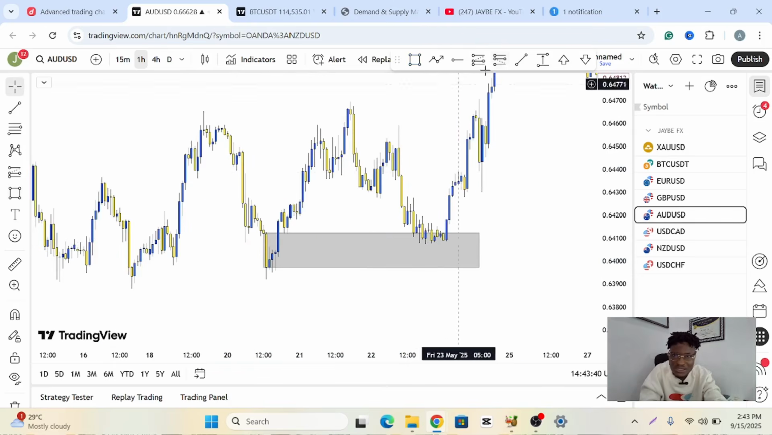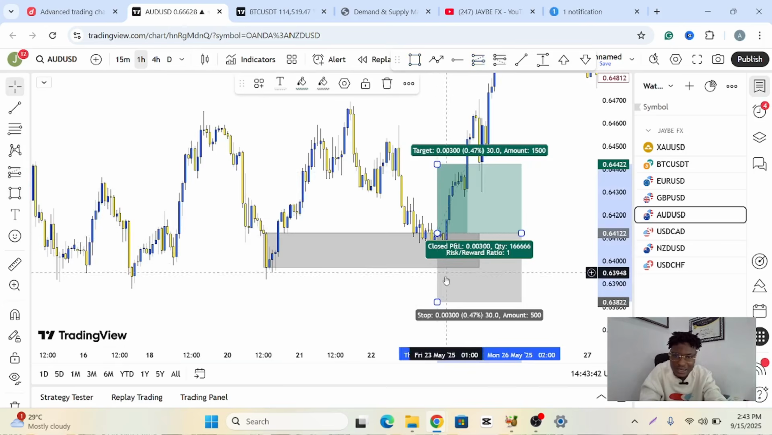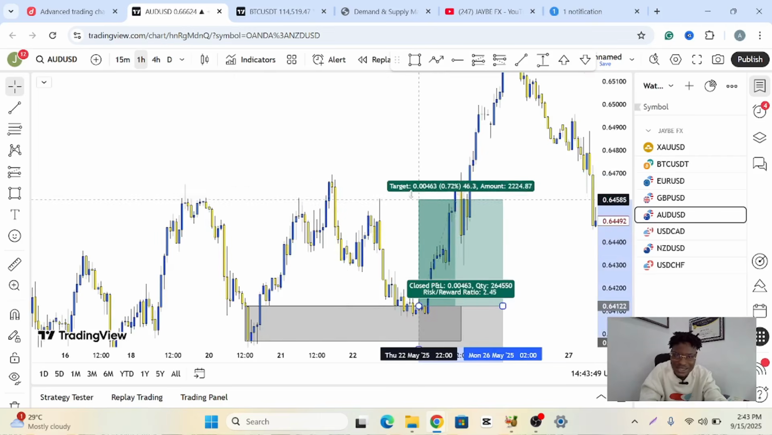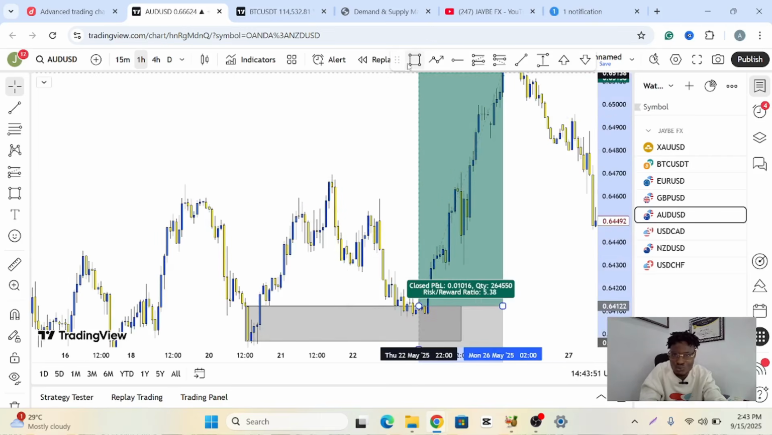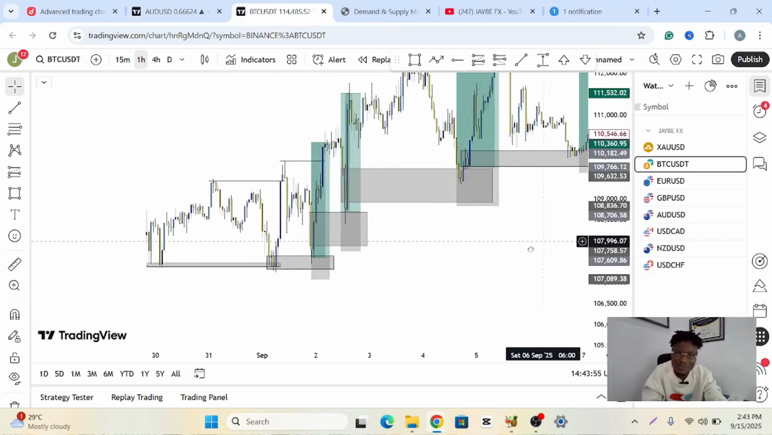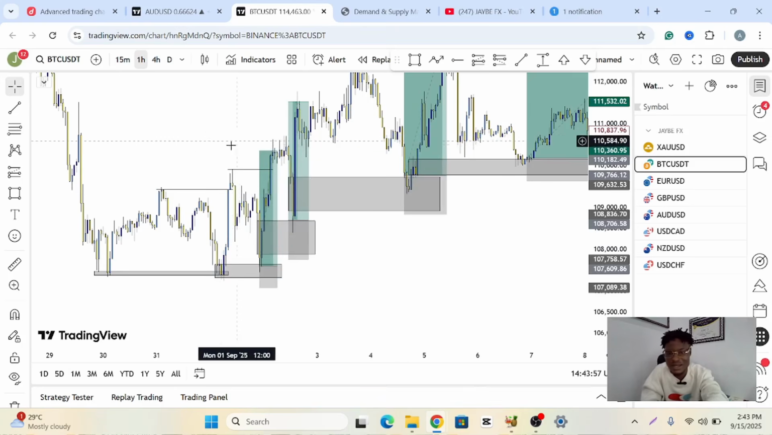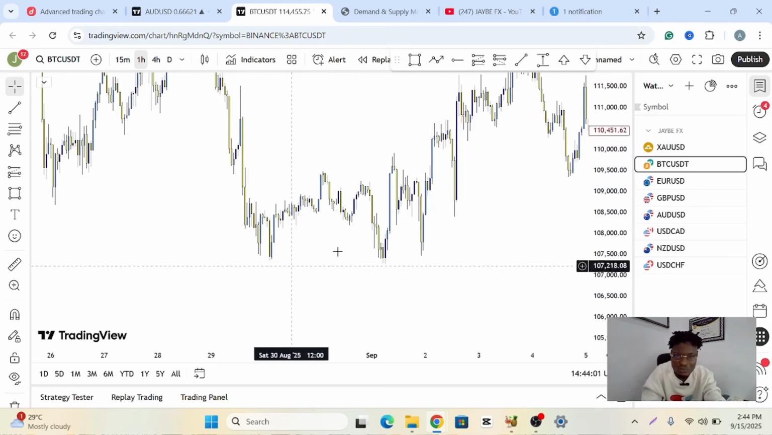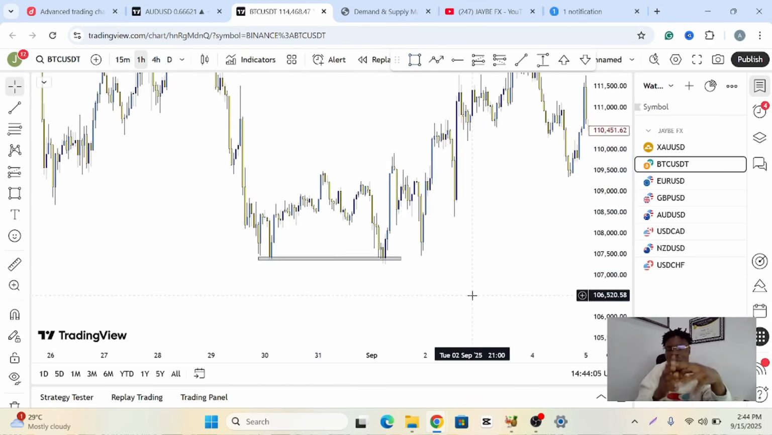Boom. Once I notice that rejection, I will enter here, stop loss like 15 pips. 20 pips is okay, 18 pips is okay. Then we target the upside. Boom, market straight to the moon. Now, same thing with BTC. This applies in the currency and in the crypto market, it works. Now, if you want to mark up, this is a double bottom. I'm going to be showing you guys how to know if a reversal is about to occur.